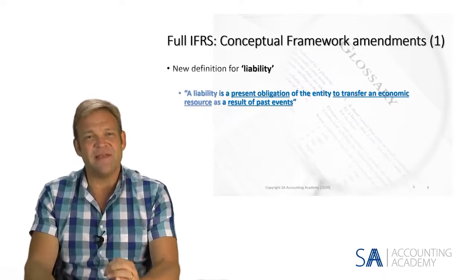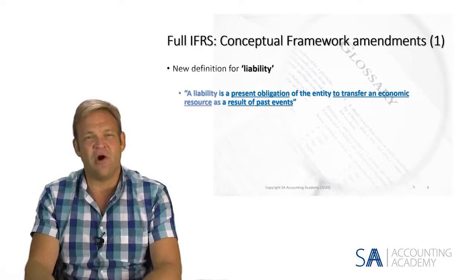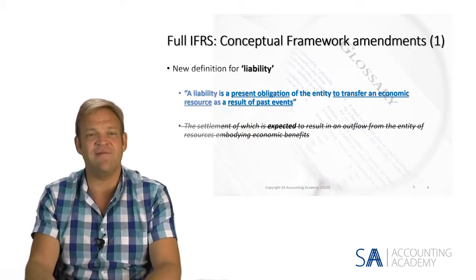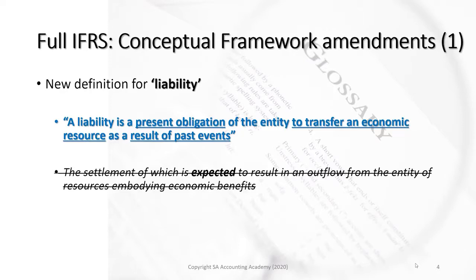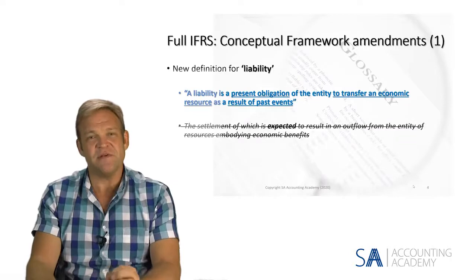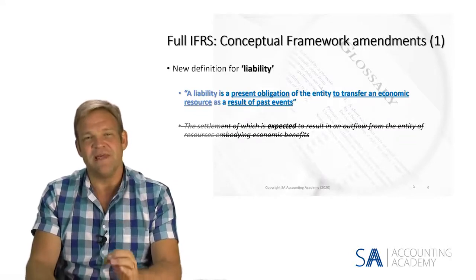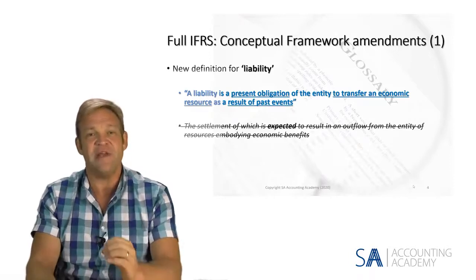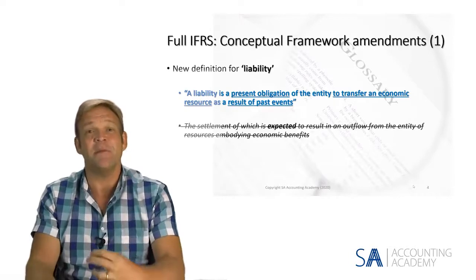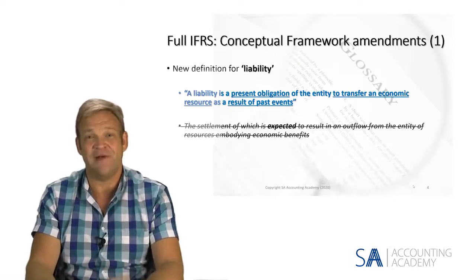So the aspect that has been removed from the definition of the liability in full IFRS and in terms of the conceptual framework, therefore, is that section that you see on the slide now, the settlement of which is expected to result in an outflow from the entity of resources embodying economic benefits. So this is quite important, ladies and gentlemen, because that expectation of cash outflow or resource outflow in respect of the liability does not appear in the new definition of a liability.